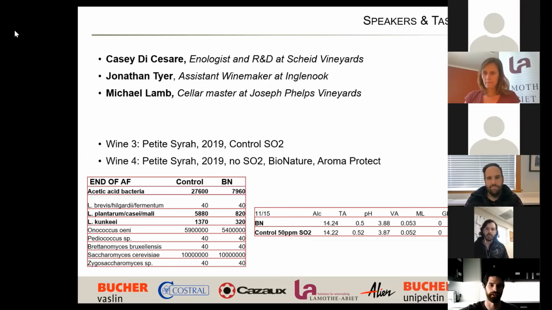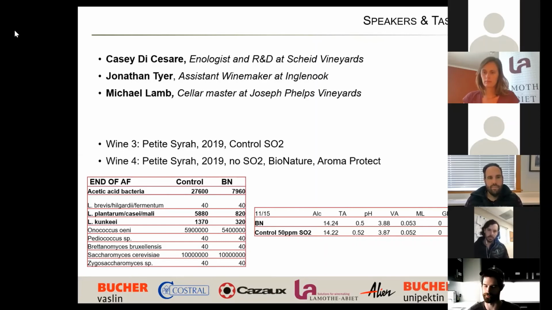And then we originally were interested in using BioNature to cut our SO2 adds, but we were also experiencing ethyl acetate issues in a couple lots, historically the same lots from the vineyard over the course of a number of years. And that's what got us interested in trying it out in the first place. But we didn't want to increase our SO2 additions because we do everything native, so we wanted to minimize using SO2 where we could.